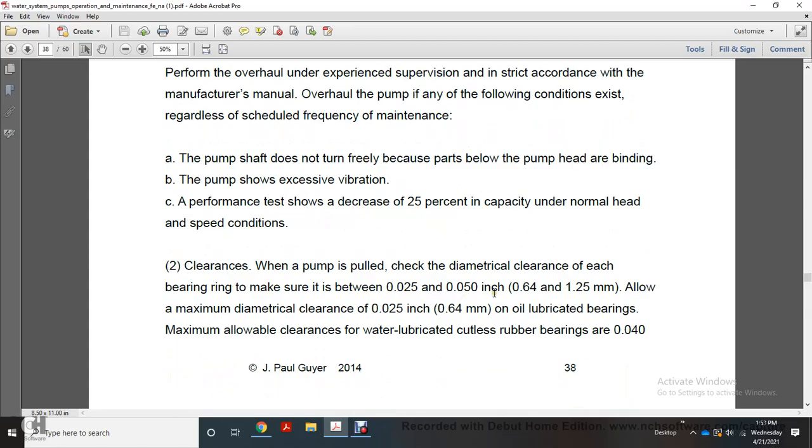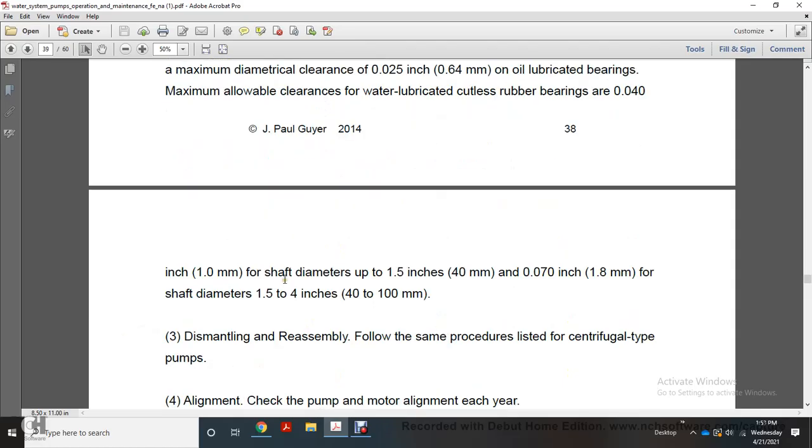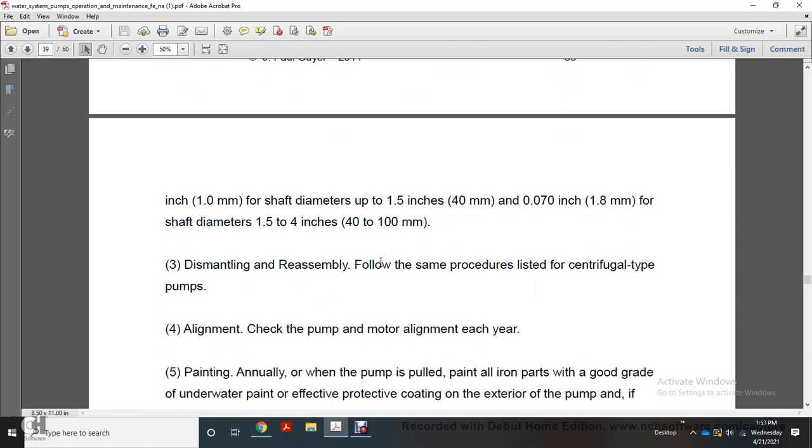to make sure that there is 25,000 to 50,000 of an inch. Allow a maximum diametrical clearance of 25,000 of an inch on oil lubricated bearings. The maximum allowable clearance of water lubricated cutlass rubber bearings is 40,000 of an inch for shaft diameters up to 1.5 inches, and 70,000 of an inch for shaft diameters of 1.5 to 4 inches. Dismantling and reassembly follow the same procedure as for centrifugal type pumps.